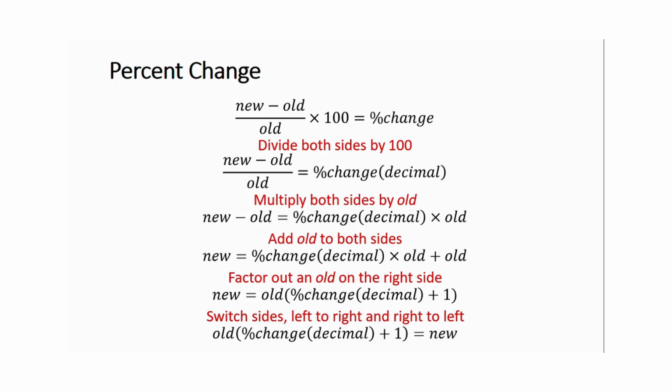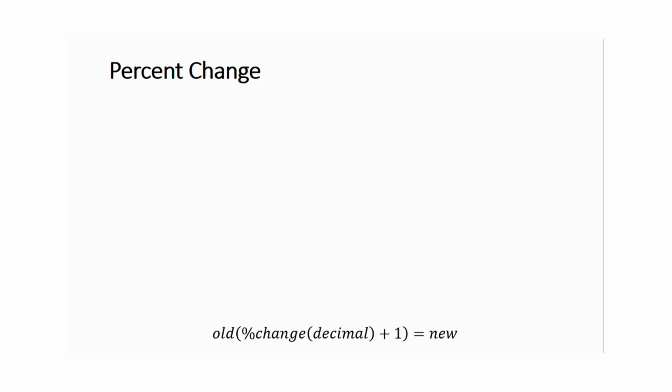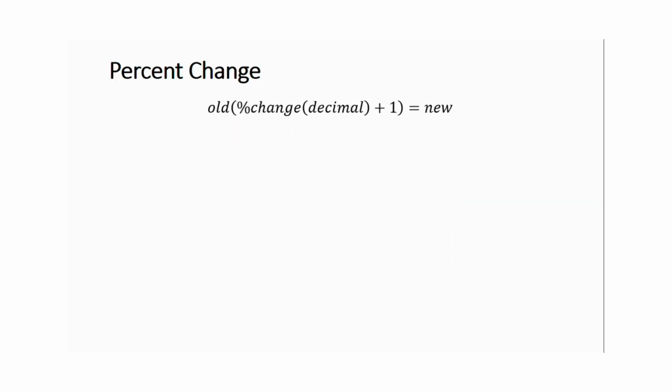The old price times the percent change as a decimal plus 1 is going to equal the new price or new quantity. So that's what we're going to use to do these problems, is this formula.